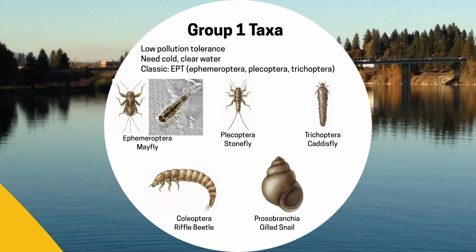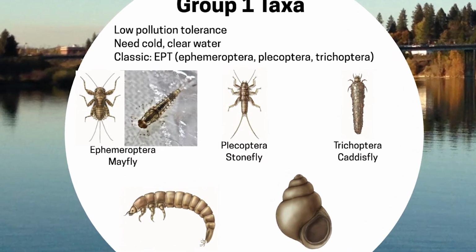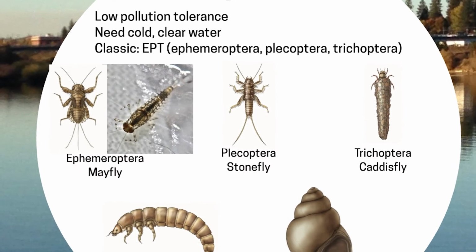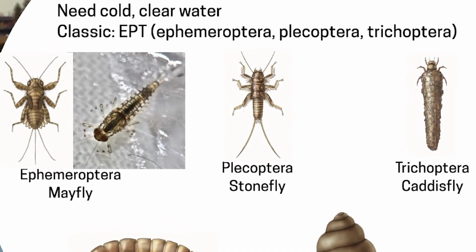Stream ecologists will assess a stream's quality using an EPT index. It's named for the 3 common pollution-intolerant macroinvertebrates: Ephemeroptera, or mayflies, Plecoptera, or stoneflies, and Trichoptera, or caddisflies.